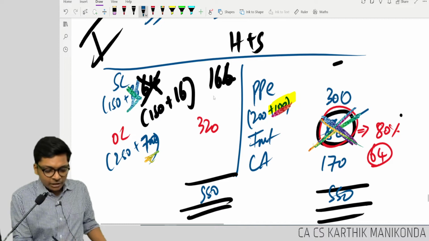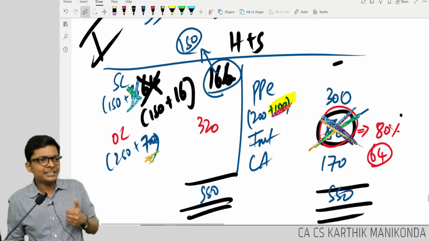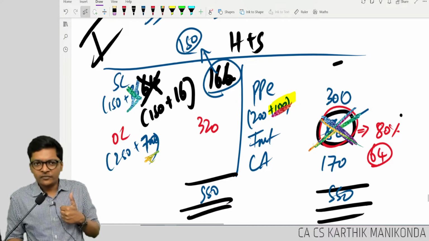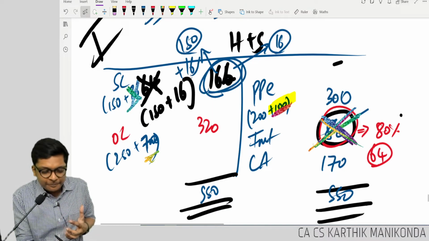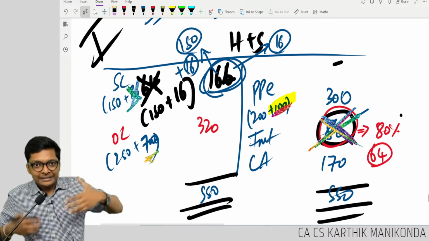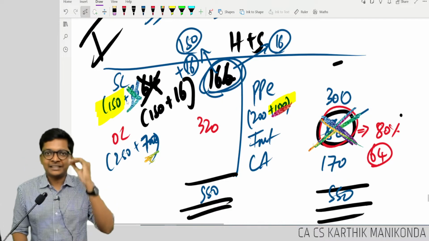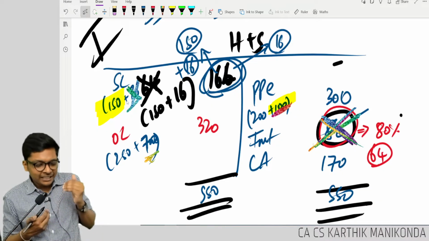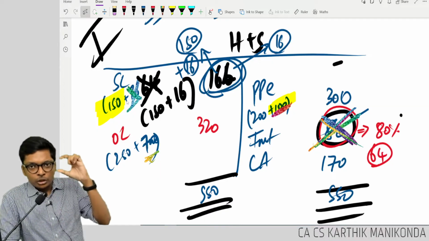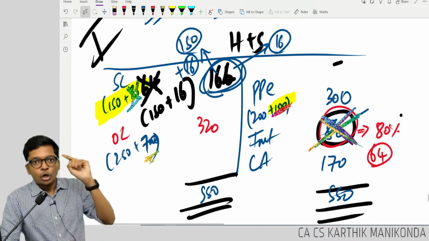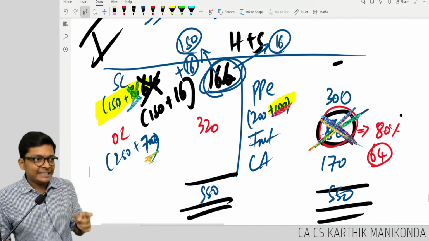Sir, 150 I understood, sir. In this 166, I understood very much. What is 150? What about that 16? How can my share capital increase by 16? I told you the available money is only 150. So remember a standard rule in the consolidated balance sheet: your share capital will always be the holding company share capital, that is 150, because the money available is only 150, it cannot increase.